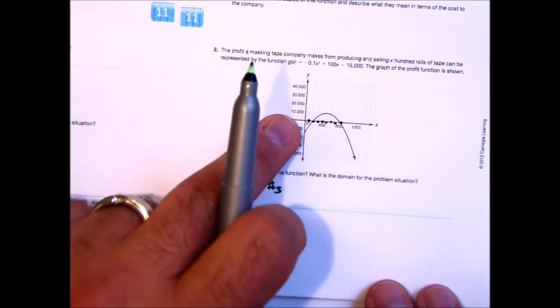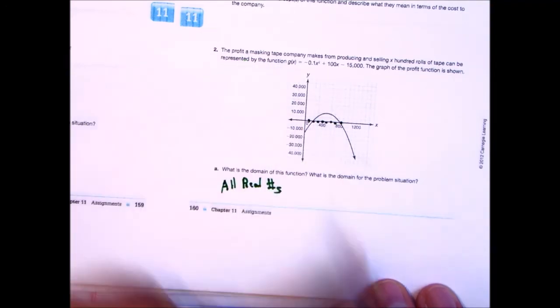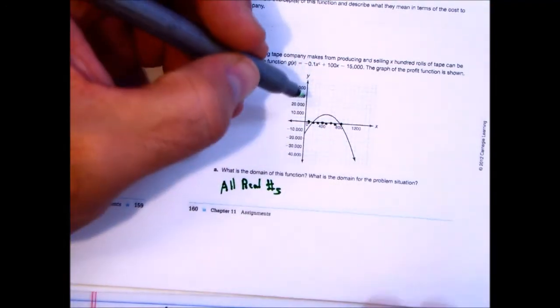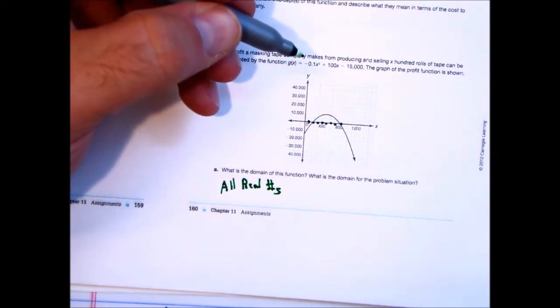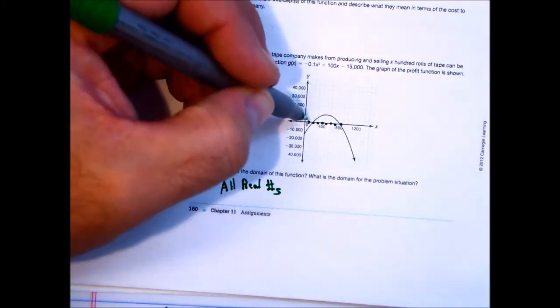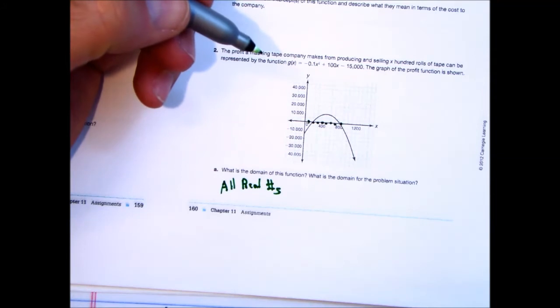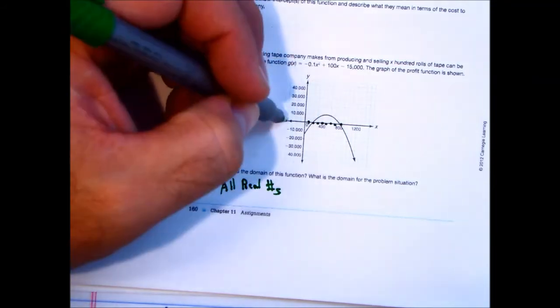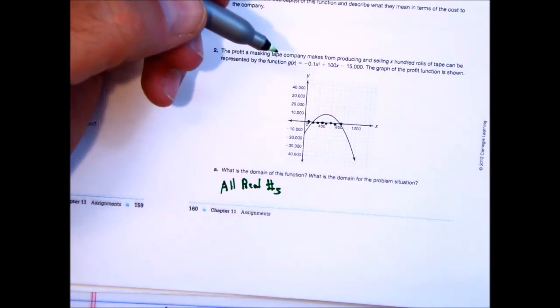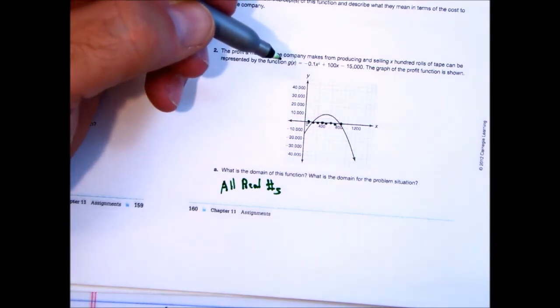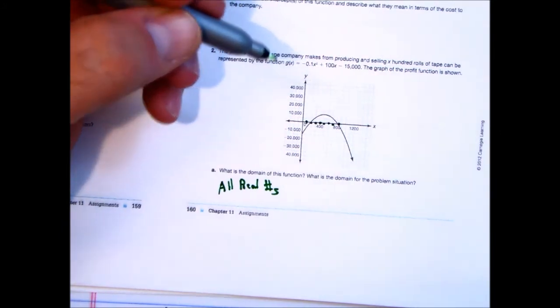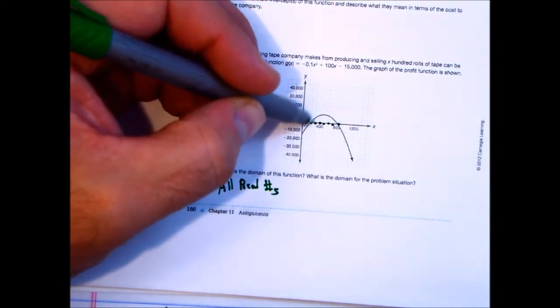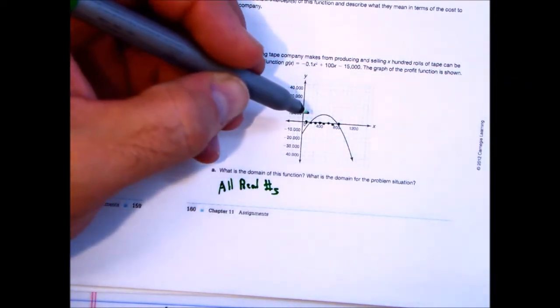In this problem, I don't make a profit until what? I don't make a profit until I sell... Correct. Hopefully you counted 200 masking tapes.